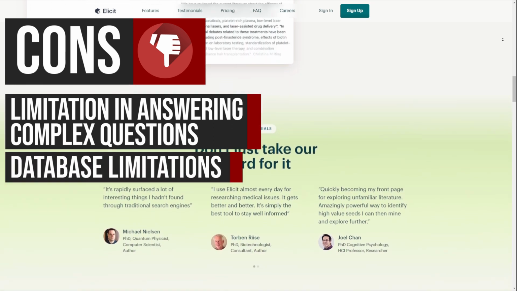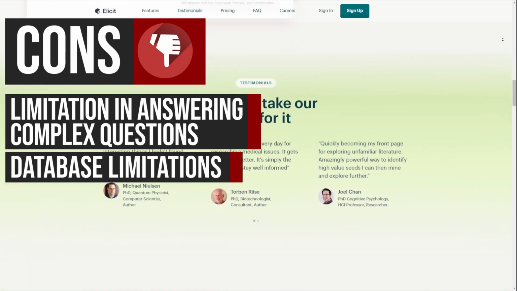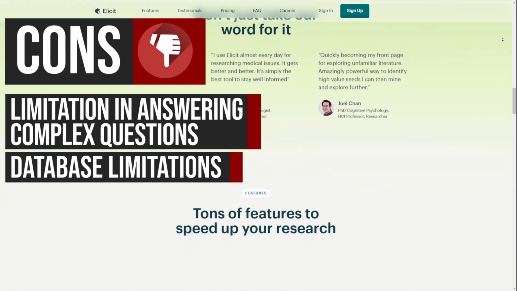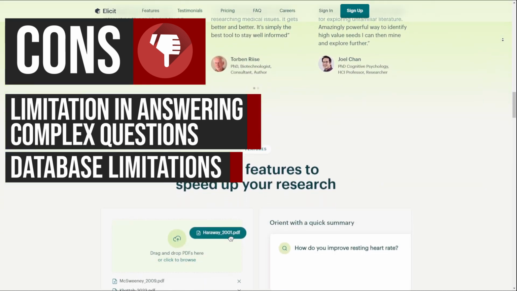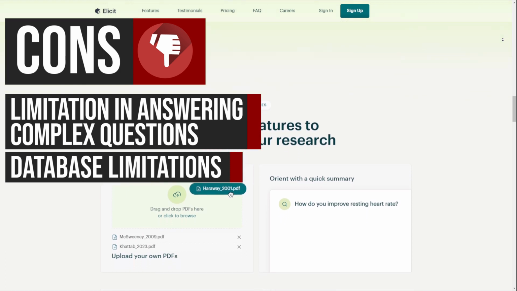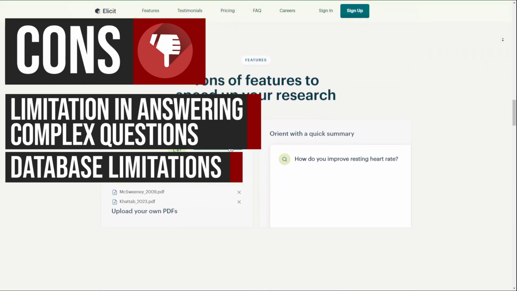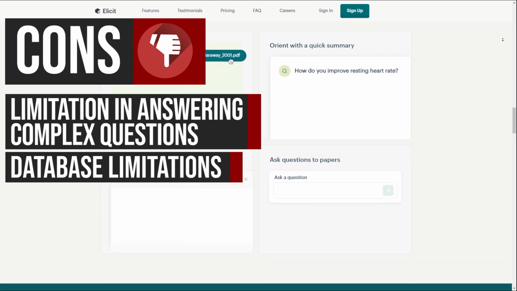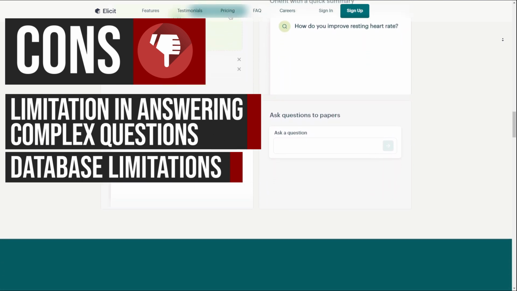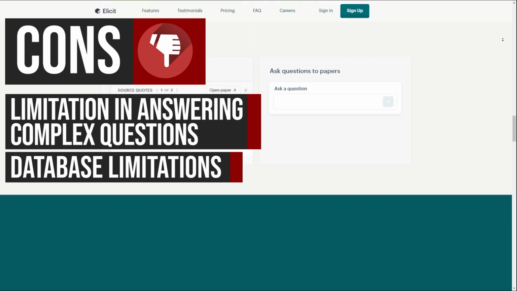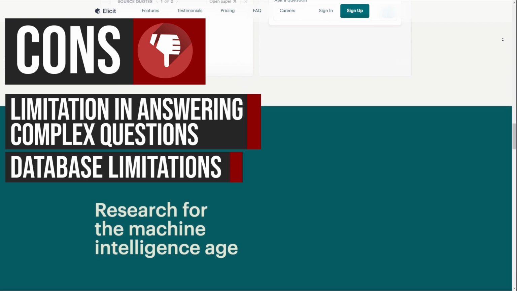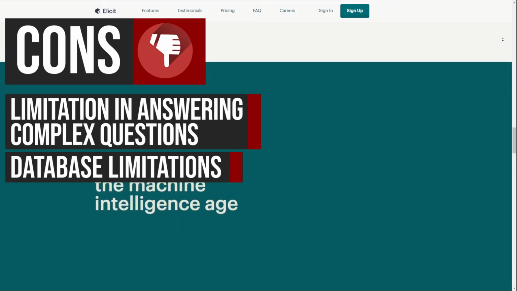Elicit may not encompass all relevant sources or databases for a particular research topic, potentially leading users to supplement their research with additional tools to ensure a comprehensive exploration of the literature. This drawback underscores the need for researchers to verify information from multiple sources to avoid overlooking critical insights or perspectives.